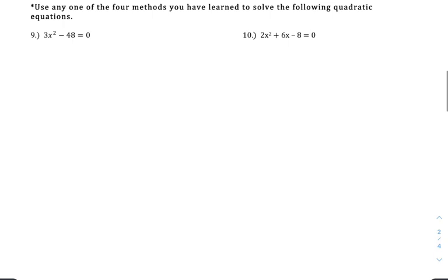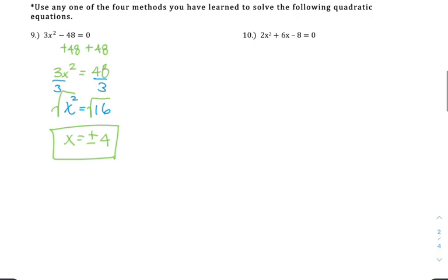All right, now on 9 and 10, we get to choose whatever method we want. On 9, because I see there is no bx value, I know I want to solve using roots. So I isolate my x squared, and then I solve by square rooting, and I get plus or minus 4. I could also have divided off the 3 and then seen that it was a difference of 2 squares, giving me x plus 4 and x minus 4, and solving and still getting positive and -4.